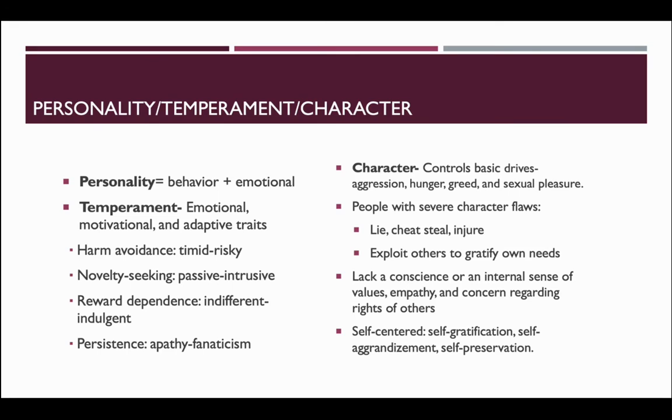Personality is the totality of an individual's behavior and emotional characteristics. It includes our genetics, life experience, and learned behaviors, unfortunately sometimes learned from trauma. Our temperament might be the most influenced by genetic predisposition, with the exception of drugs and alcohol. And this defines our emotional, motivational, and adaptive traits. And of the 4 traits, think of them on a scale. So harm avoidance, novelty seeking, reward dependence, and persistence are the 4 categories under temperament. And each of those things are on a scale for individuals.